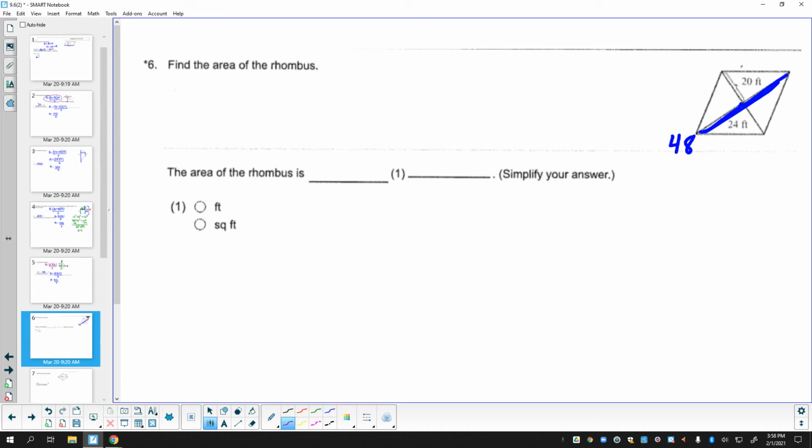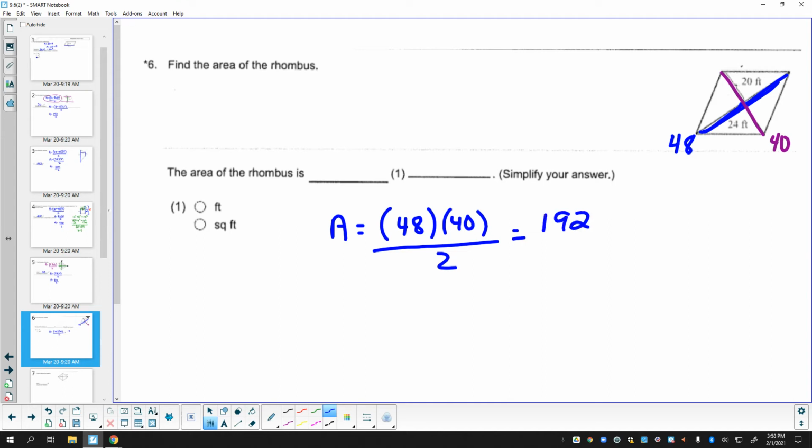Okay, they're telling you this right here is 20. That implies that this side over here is 20. If I add those up, that's going to give me a diagonal length of 40. Let's use our formula that we had, which says to multiply those two diagonals, 48 and 40, and divide that by 2. So if I do 48 times 40, I'm going to end up with 1,920, and I'm going to divide that by 2. That's going to give me a total area of 960.